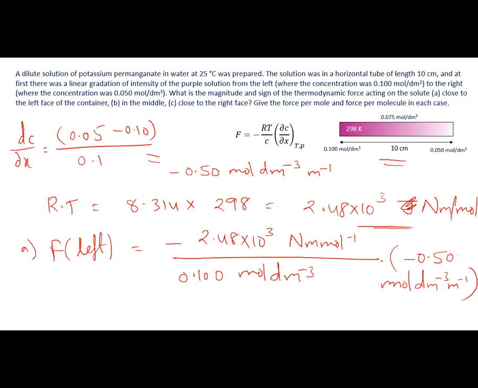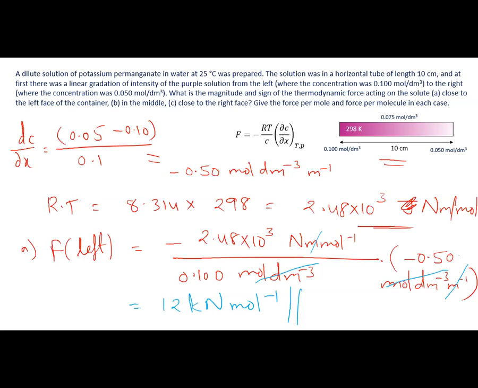If you think about this, the mole per dm cube in the denominator and the mole per dm cube in the numerator get cancelled, and the inverse meter also gets cancelled. The final answer that we get will be 12 kilonewton per mole. So this is per mole. The question also asks us to calculate the force per molecule, so we just need to divide this by the Avogadro number.